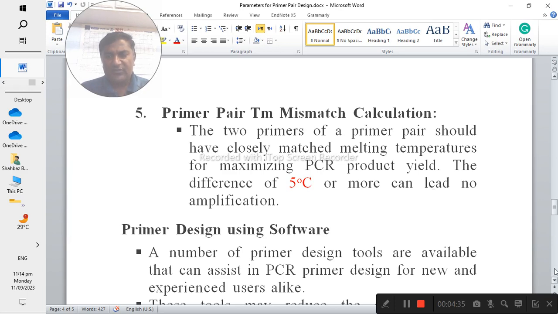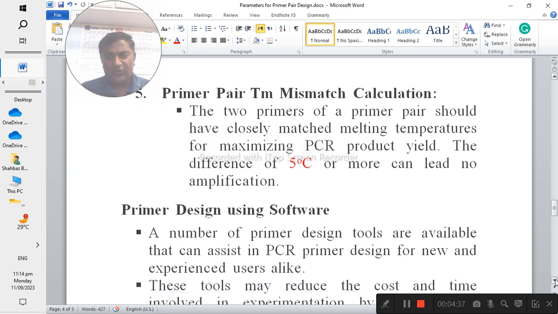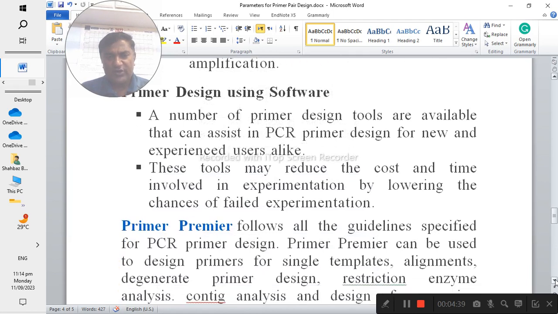Primer designing software is very important. A number of primer design tools are available that can assist in PCR primer design for new and experienced users alike. These tools may reduce the cost and time involved in experimentation by lowering the chances of failed experiments.